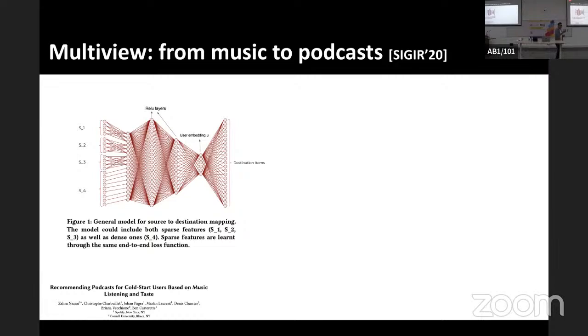The one good thing which actually helped us a lot at Spotify was this multi-view approach. I think somebody was talking about domain adaptation as well. Sorry, what's your name? Muskan. Yeah, Muskan was talking about domain adaptation as well.